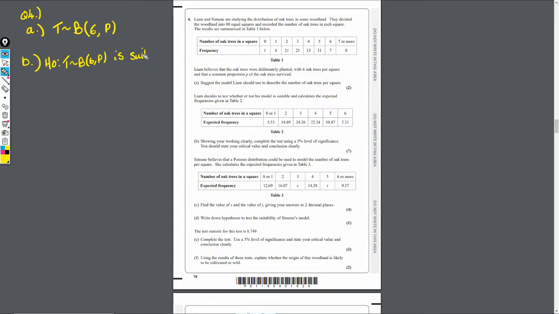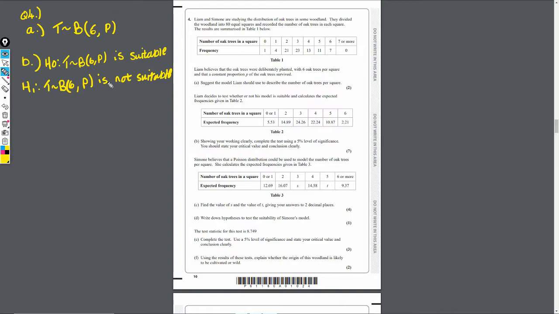And a H1 will just simply be T distributed binomially, again with the same parameters, is not suitable. So that is not suitable. There we go, so just about enough room. So we've got our hypotheses. Now let's have a go at actually doing this question.